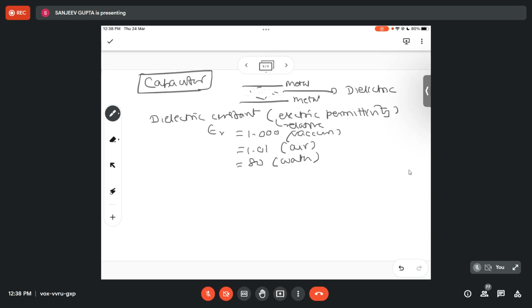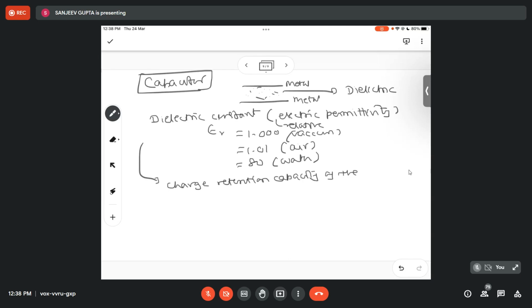So what is a dielectric? As we know, a capacitor is nothing but two metal plates separated by a dielectric. So what is the dielectric constant? We can define it this way because the charge is stored in the medium. When we apply a voltage across the capacitor, the charge is stored, and that is how we define capacitance. So the dielectric constant is the charge retention capacity of the medium.